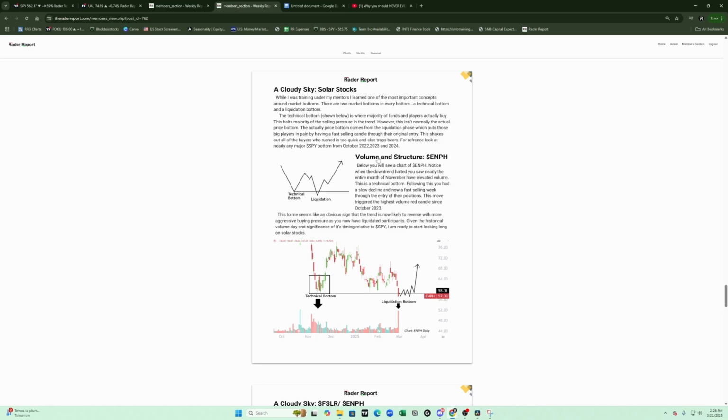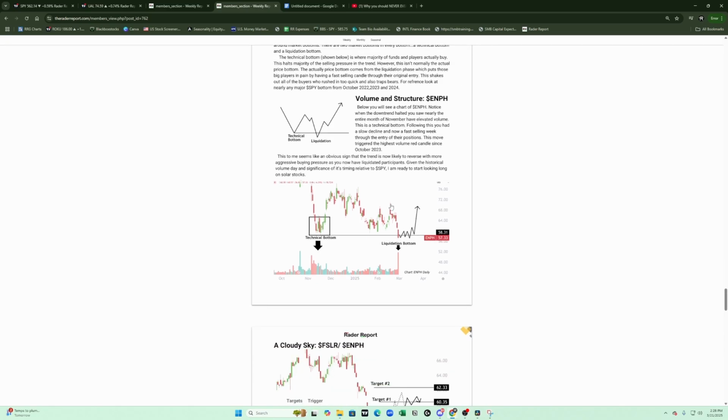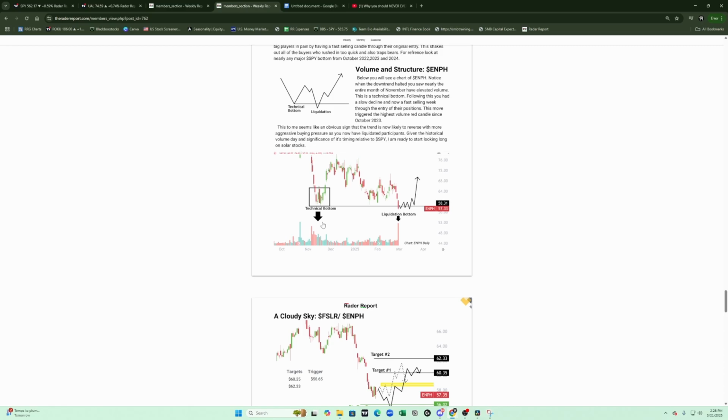So right here, this was a lagger that I found, and ENPH had been selling off aggressively. However, there were, of course, technical and structural signs that this was nearing a bottom. We had a technical bottom last time, and then you had a massive volume spike, the biggest since August 5th, I think, of like 2023 or something, or October 2023. And this was a huge day for ENPH. It suggested that there was a liquidation and that the buyers would now be taking over very soon.